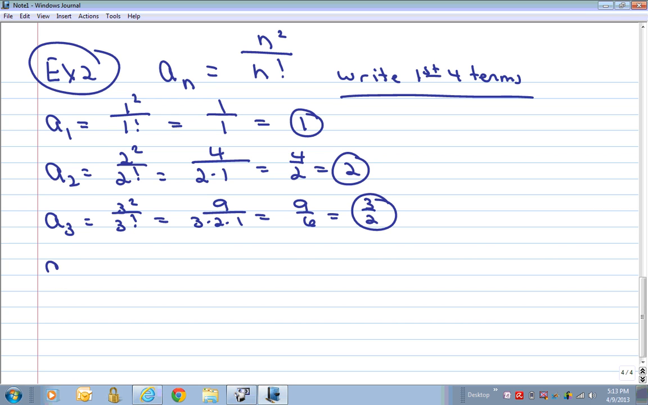And then A sub 4 would be 4 squared over 4 factorial, which 4 squared would be 16. And it would be 4 times 3 times 2 times 1, which would equal 24. So we'd have 16 over 24, which would reduce to 2 thirds. And that would be our fourth term. All right, let's go ahead. Now we're going to learn to evaluate a factorial expression.